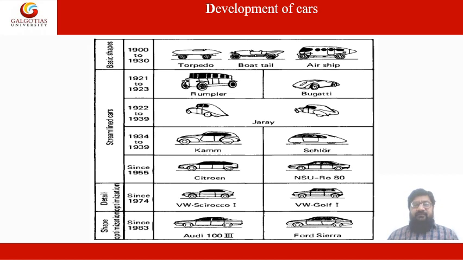So here is a rough glance at the development of cars. We have basic shapes from other fields from 1900 to 1930. Then the age of the streamlined car has come. Then we move on to the optimization of cars, where detail optimization and shape optimization of cars take place since 1974.